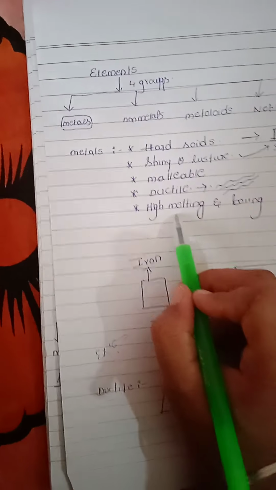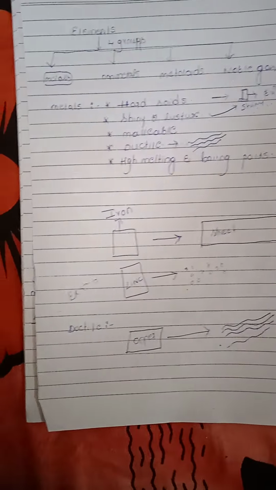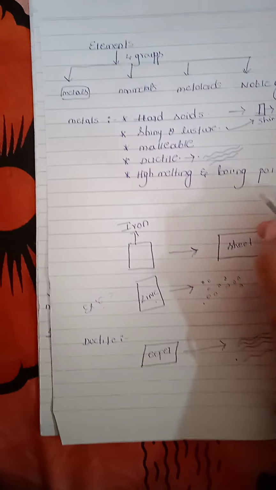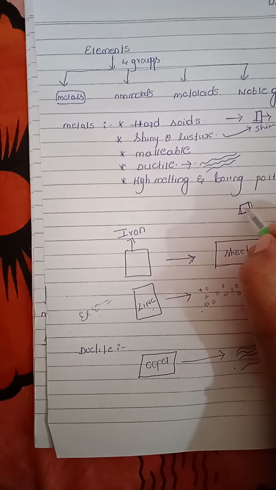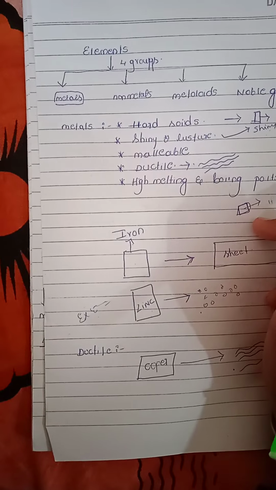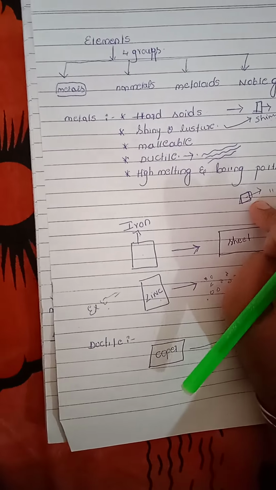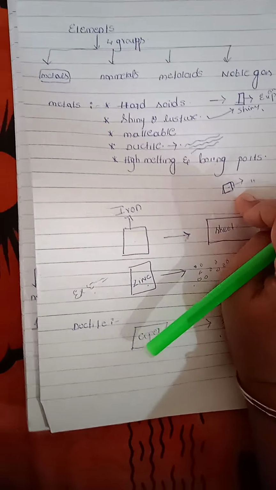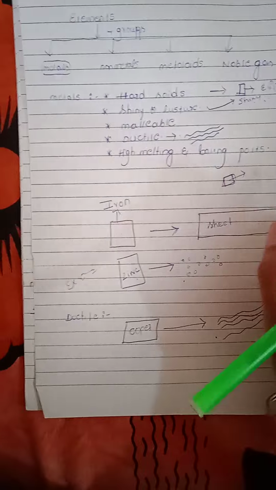And metals have high melting and boiling points. Suppose I have a metal. It does not melt easily. If I heat the metal, does it melt or not? Yes. It does not melt early, but it does melt while heating. Definitely it will melt with prolonged heating. So metals have high melting and boiling points. Got it? This is all about the metals.